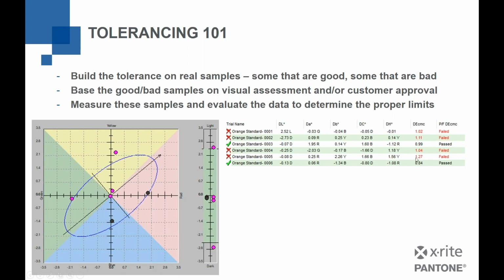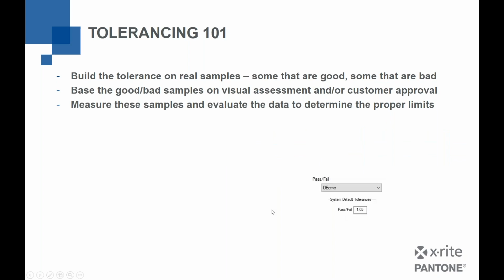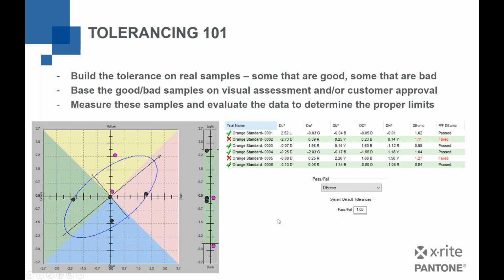So 1 isn't the right tolerance because I'm failing some things I don't want to. So what do we do? Well, I can change that tolerance. If I change the tolerance to 1.05 instead of 1.0, now I can make it so that my samples that look good visually pass, and those that look bad visually fail. Now, realize that I used a pretty easy example here, and it doesn't always work that way. You might have some samples with lower delta ECMC that are bad, and higher ones that look good. So there's some adjustment and work that has to be done there.